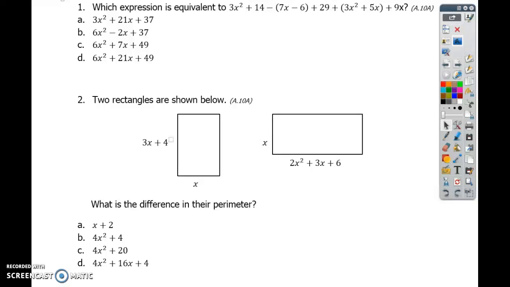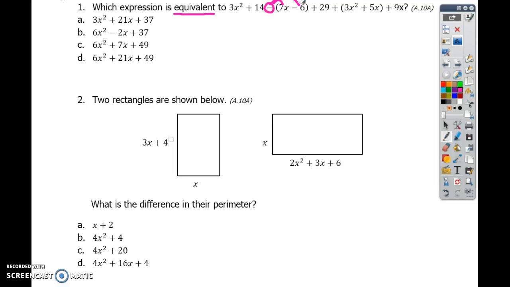Problem number 1, in order to find the expression that is equivalent, you would just distribute and combine. The only thing that I can distribute that I see on here is this negative right here. So distribute the negative here and here. That's going to change the signs, and then you just combine like terms.